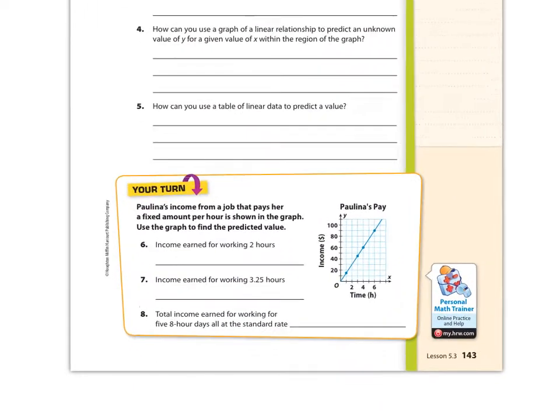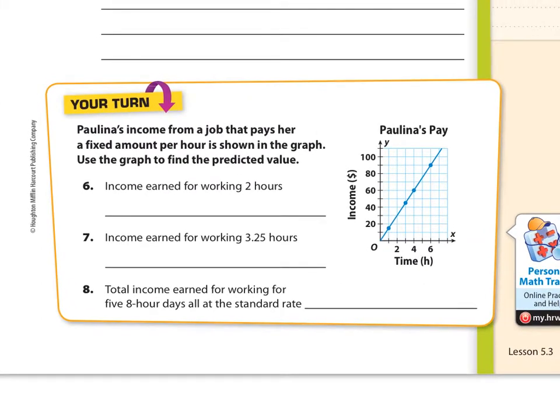And at the bottom of page 143, let's see how it works for predictions. This is going to be part of your homework. So Paulina's income from a job that pays her a fixed amount per hour is shown in the graph. We're going to use the graph to find the predicted value. I could either do this from an equation or from the graph. Either way is going to be fine.